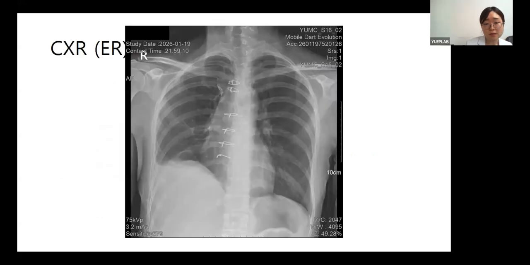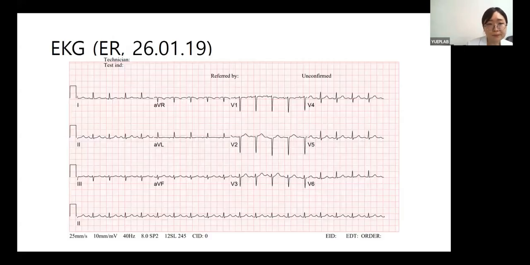And then this was the chest X-ray in the ER. This was the first ECG when she was in the ER.